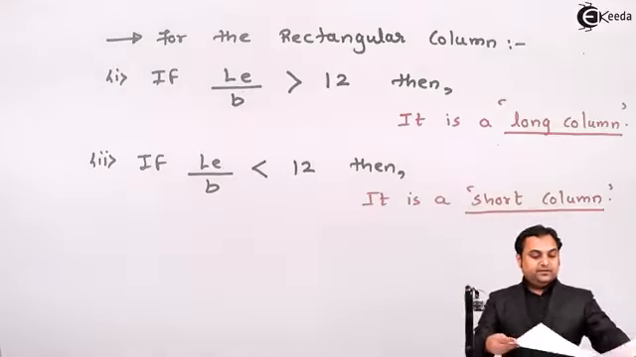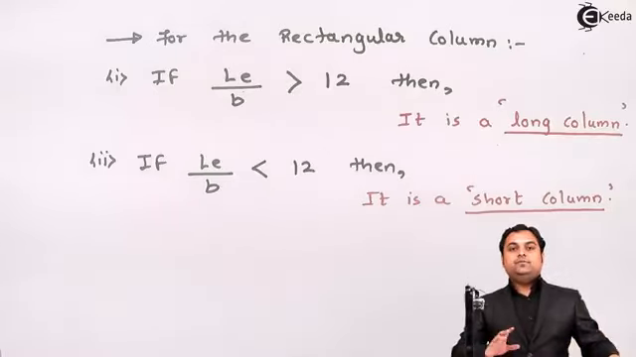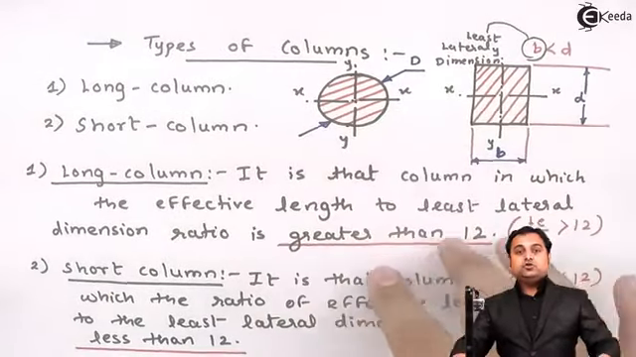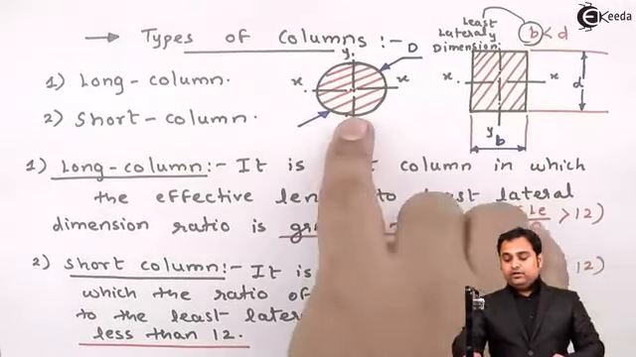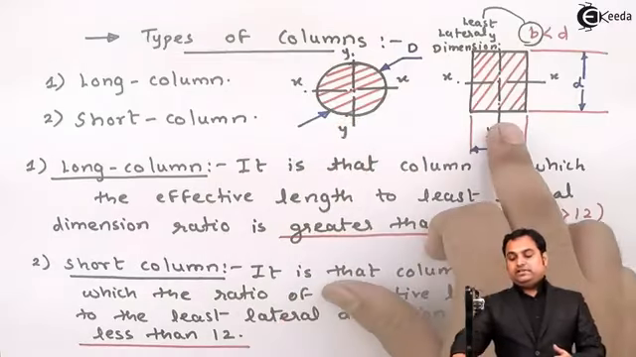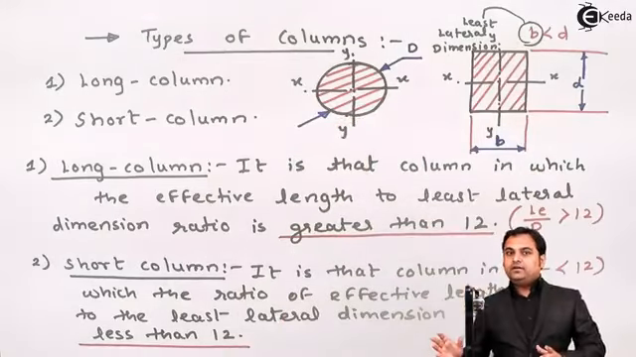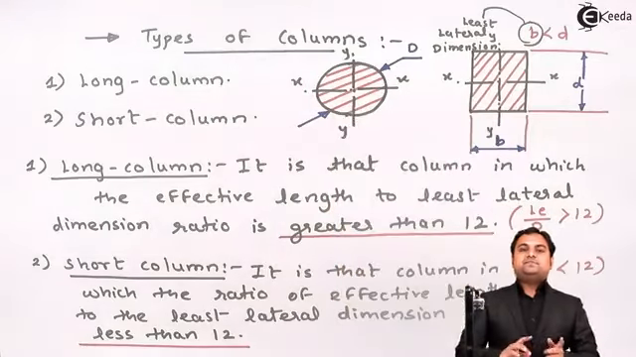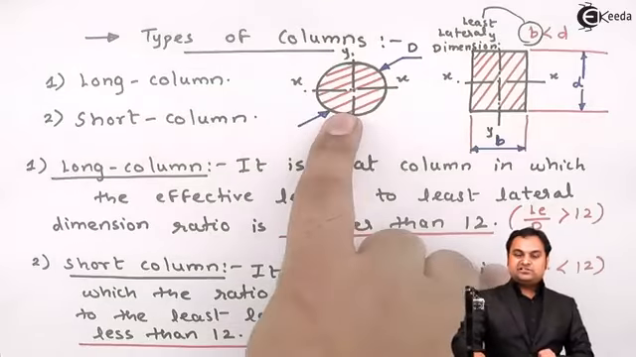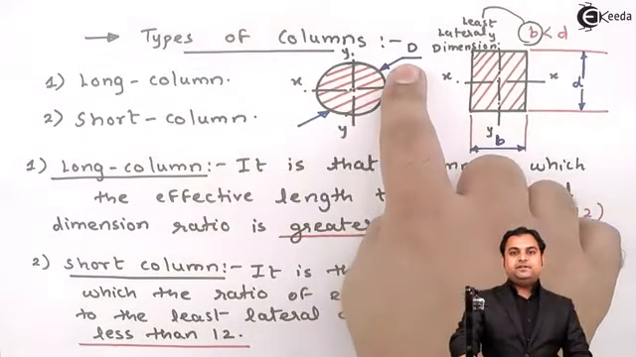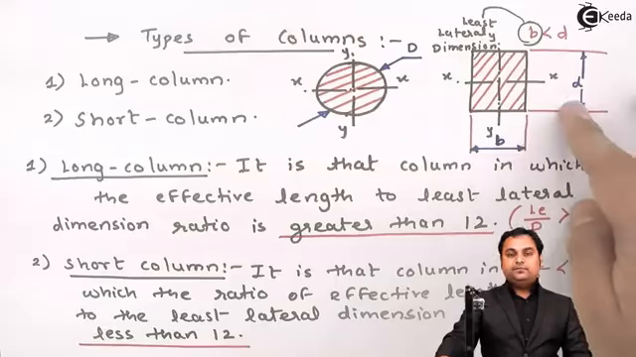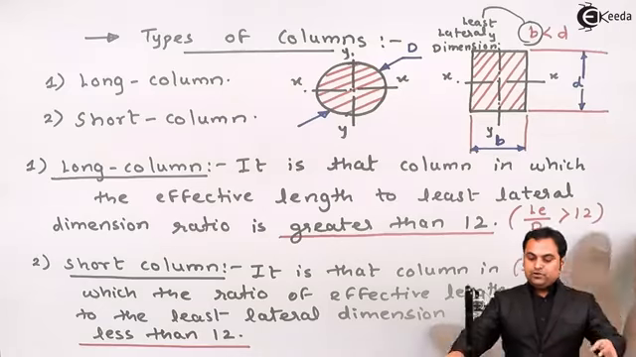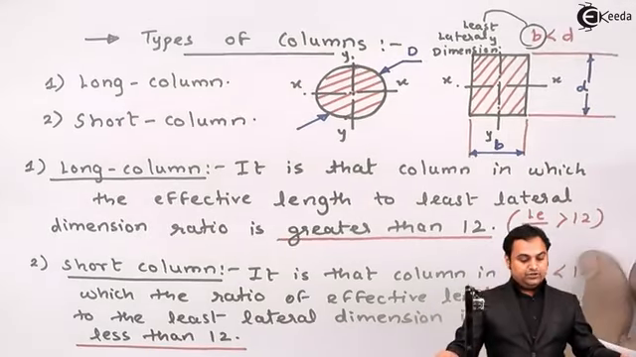So here I have explained the meaning of long and short column with the help of examples. A column can have any kind of cross section. It is not that there should only be a round or circular column or a rectangle. The section can be anything. But while explaining long and short, I have taken these two examples to explain the least lateral dimension. For the circle, the least lateral dimension will be the diameter. For the rectangle, we have to take the minimum value out of width and depth, that will be the least lateral dimension. So this was regarding the long and short column.